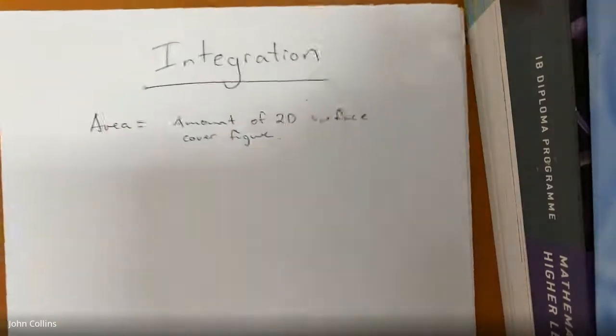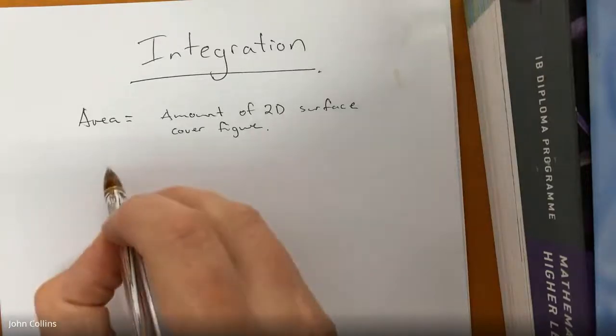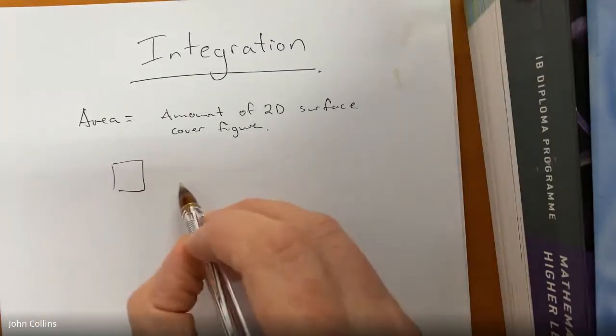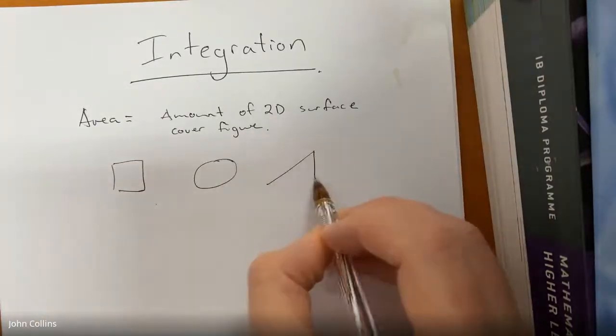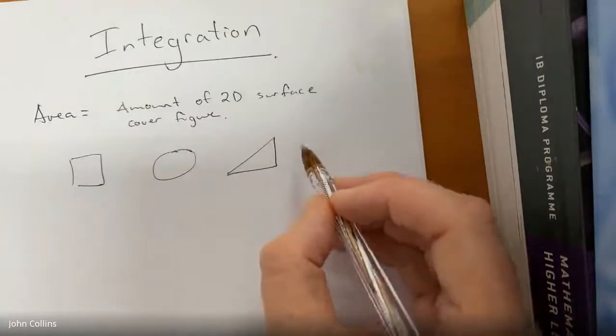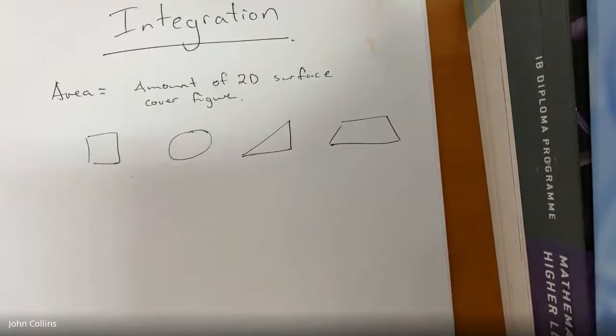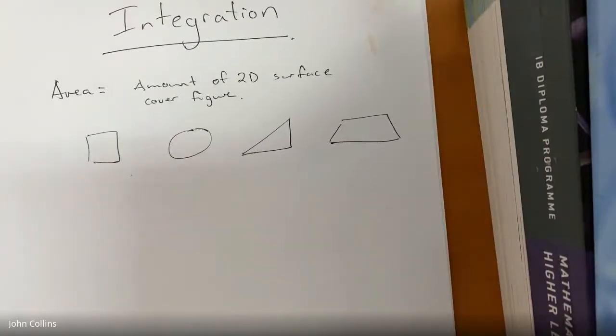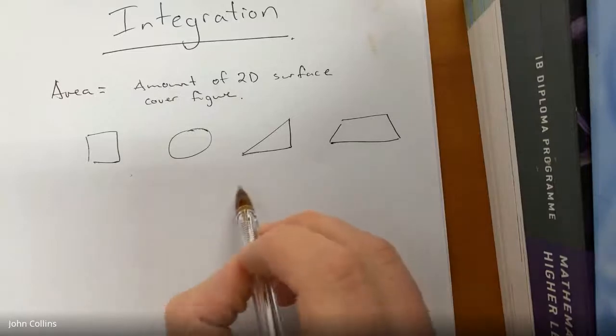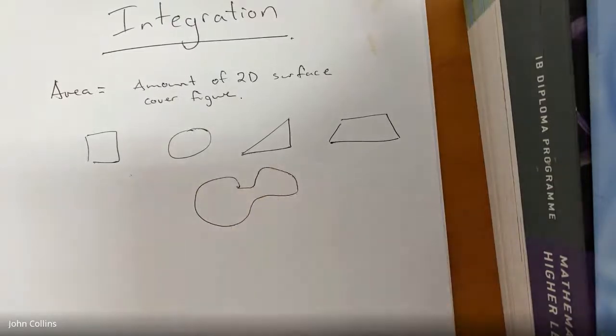And area has been very nice to us so far. We hit things like squares, circles, triangles, wonderful little formulas to get all those areas, even trapeziums. It was all great. But then a little bit trickier when we come to a random shape.